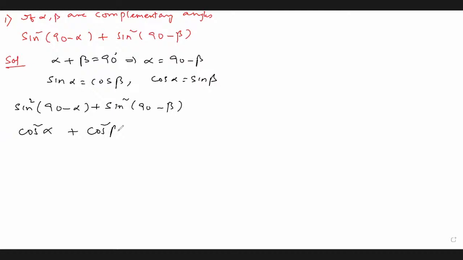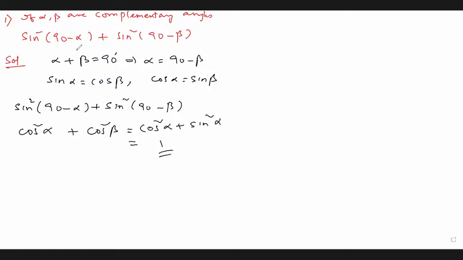So write down cos square alpha as it is, plus instead of cos square beta, you can write sin square alpha. The value of cos square theta plus sin square theta is equal to 1.